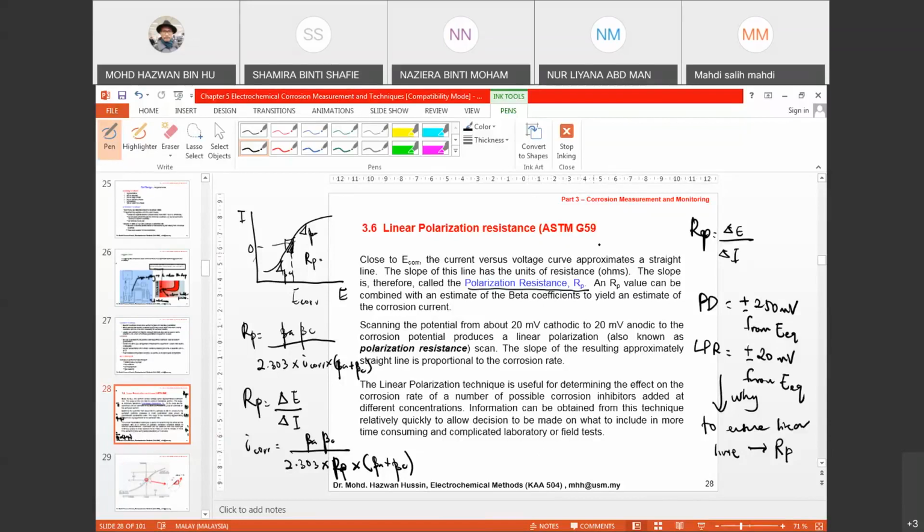As I said, since the range of potential, or the overpotential, is quite small, the process is known to be a fast process, sorry.